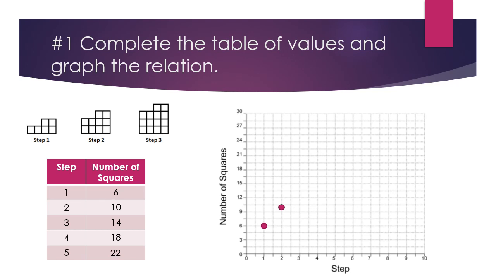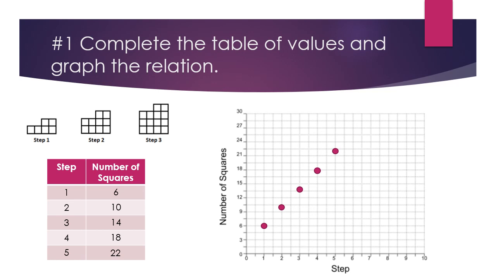So this graph doesn't have all the numbers on it. We go from 9 till 12, but we know 10 is just a little bit above 9. So we put a dot just above 9. Okay, so step 3 has 14 squares. So we put a dot at 3 and 14, which is just below 15. And step 4 has 18 squares, so we put a dot at 4 and 18. And step 5 has 22 squares, so we put a dot at 5 and 22.